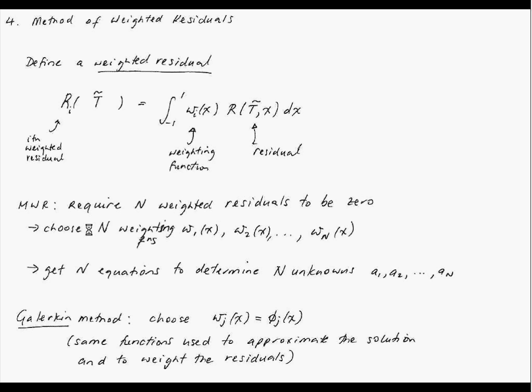Okay, so for our example, what does that mean? That means, coming back to what we were doing before, that the first weighting function would be our phi 1, which was (1 minus x)(1 plus x). And the second weighting function would be the cubic, which is x times all of that. And then the first weighted residual, R1, which is a function of T tilde, would be the integral from -1 to 1 of w1 of x times R of T, x dx.